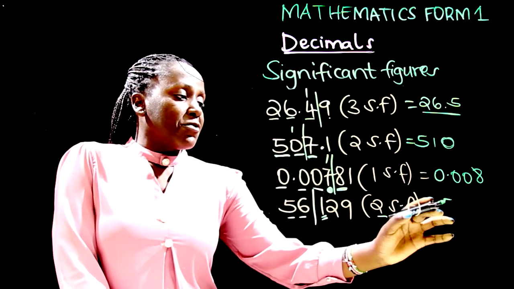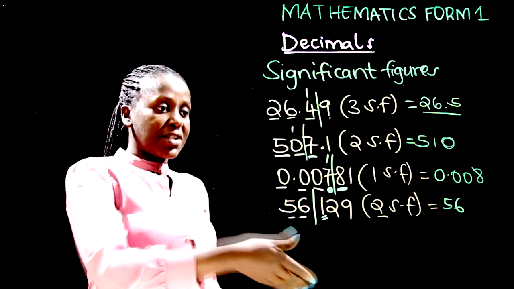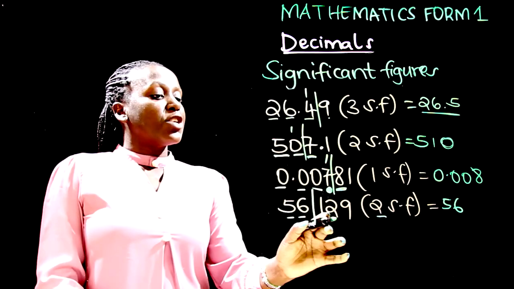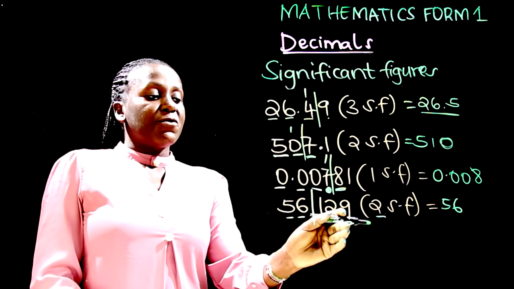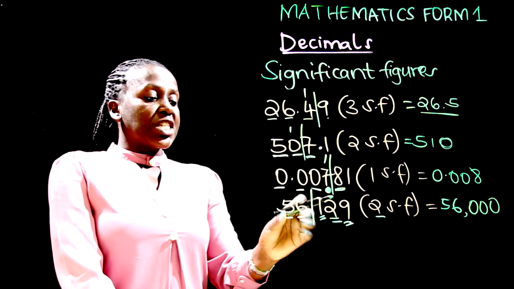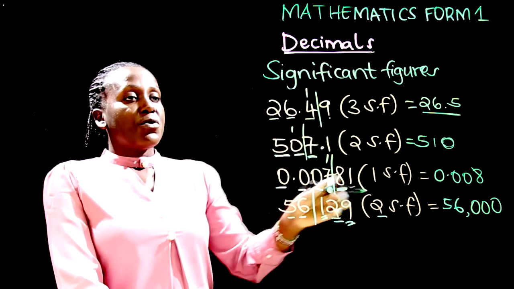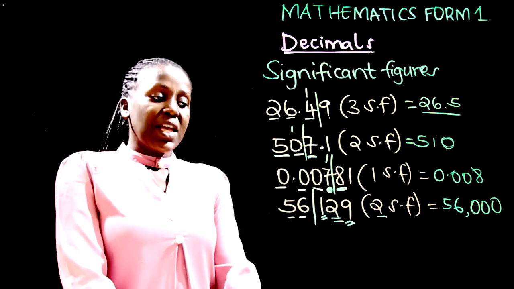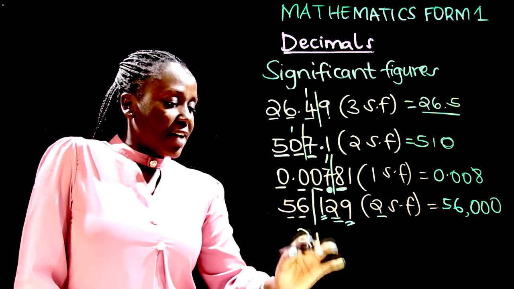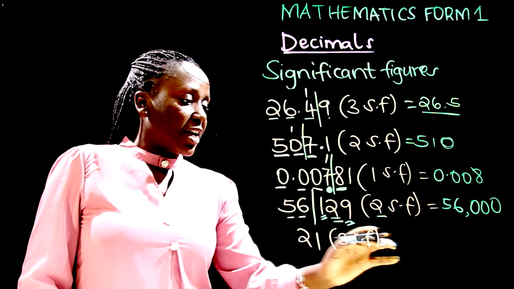So this now will become 56, okay? But since this is 56,129, we cannot approximate it to 56. So we need to add zeros equivalent to the number of digits that we have remaining. So 1, 2, 3. So now 56,129 has been approximated to 56,000. Good. Now, another example is write 21 correct to 3 significant figures.